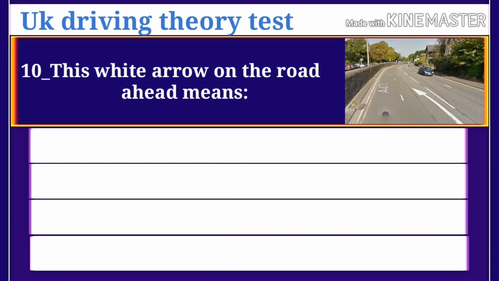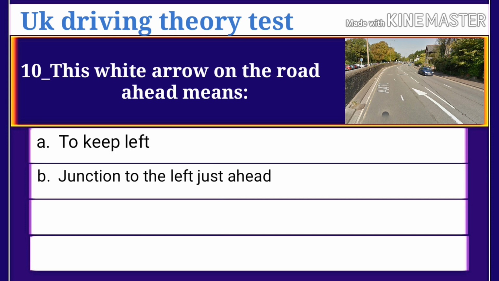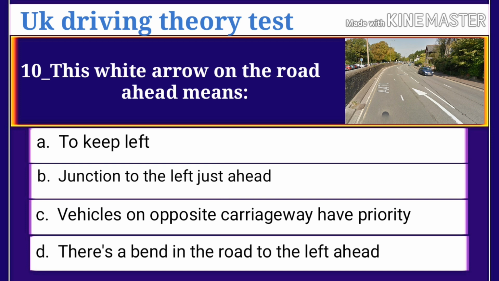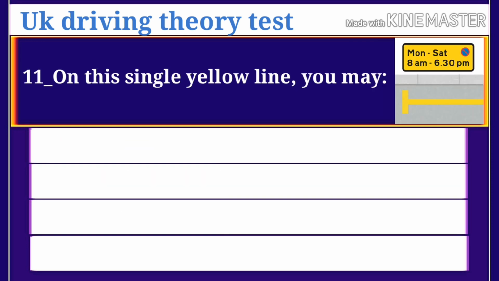Question 10. This white arrow on the road ahead means: A. To keep left. B. Junction to the left just ahead. C. Vehicles on opposite carriageway have priority. D. There's a bend in the road to the left ahead. The correct answer is A. To keep left.